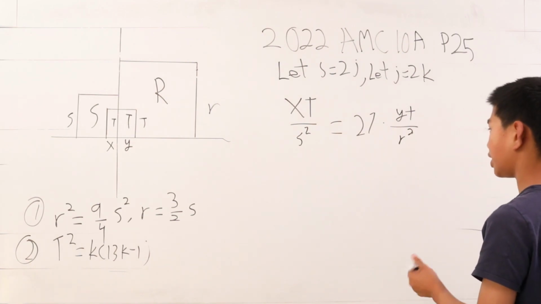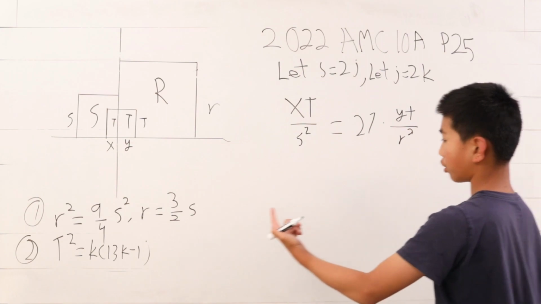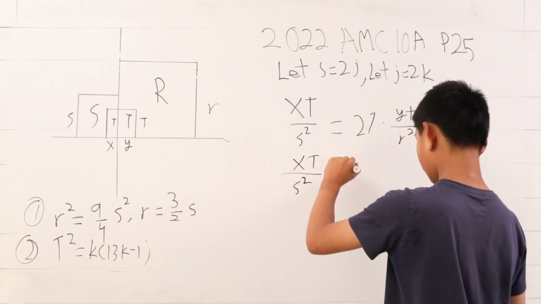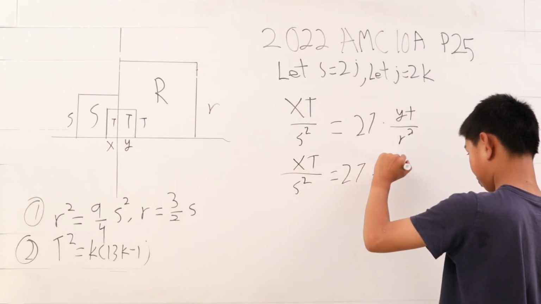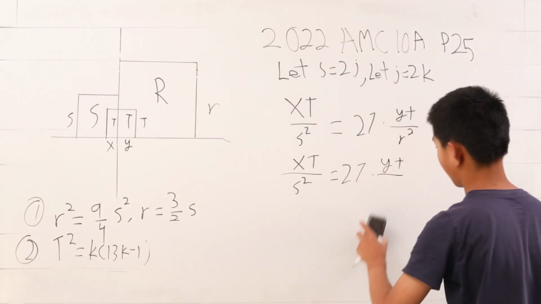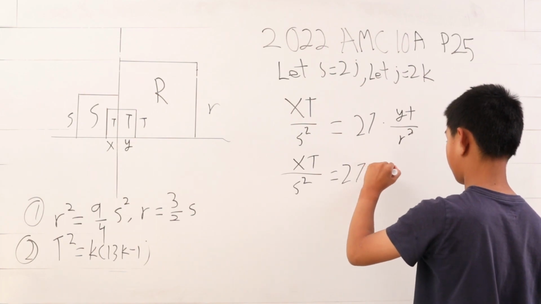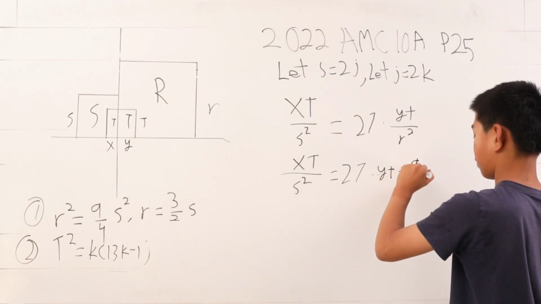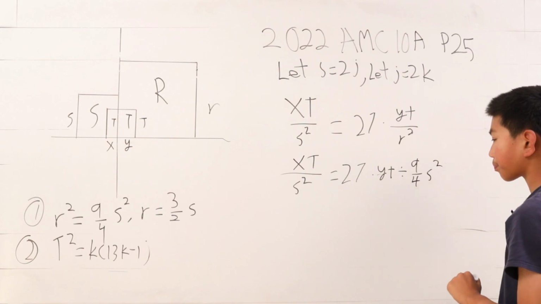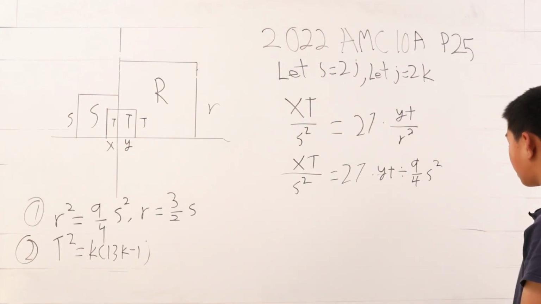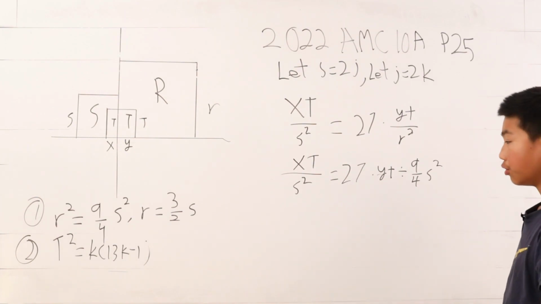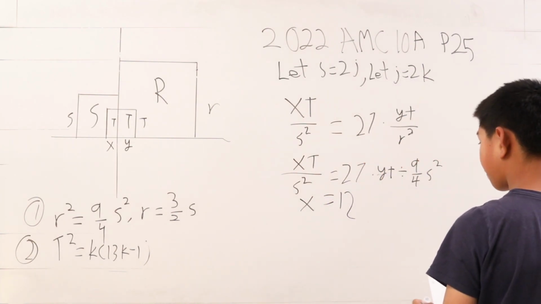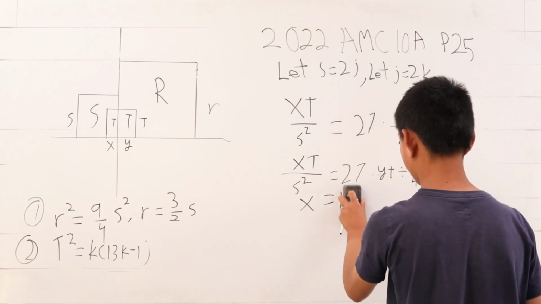Well, we can already represent this in s terms because r squared is 9/4 s squared. So x times t over s squared equals 27 times yt divided by 9/4 s squared. Alright, so this is basically simple algebra. After a few steps, you will most likely get that x is equal to 12y.